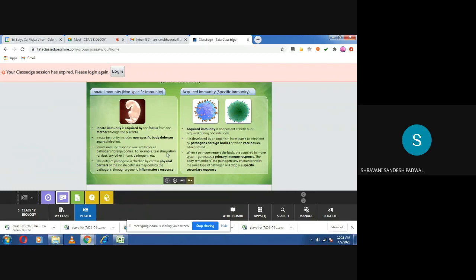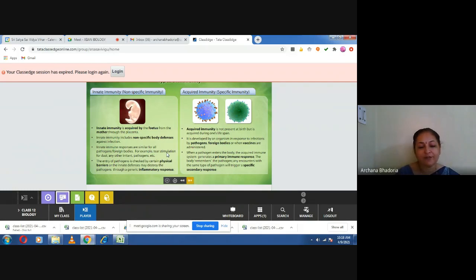Okay, so try to understand, that innate immunity we are born with, acquired immunity we develop during the lifetime. The innate immunity is non-specific, but the acquired immunity is specific. It is for a particular disease, specific for particular pathogens, foreign bodies, or different causal organisms, and we develop it by the vaccination process. Now the third one, innate immune responses are similar for all pathogens and foreign bodies. The responses will be the same. For example, tear stimulation for dust or any other irritant, the responses are similar.